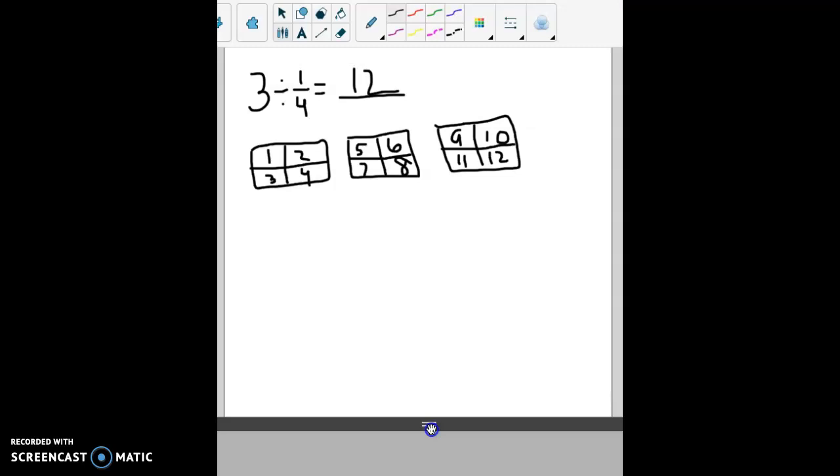Okay, so after you copy this down so that you have a model in your notebook to help you solve the problems today, please go to Unified Classroom to find out your assignment for the day.